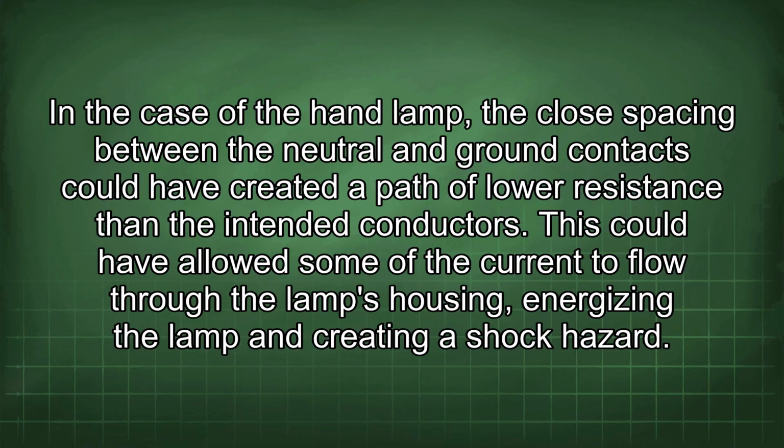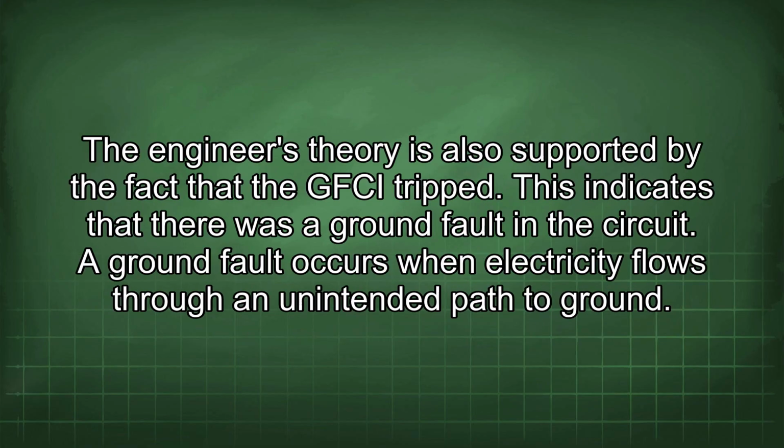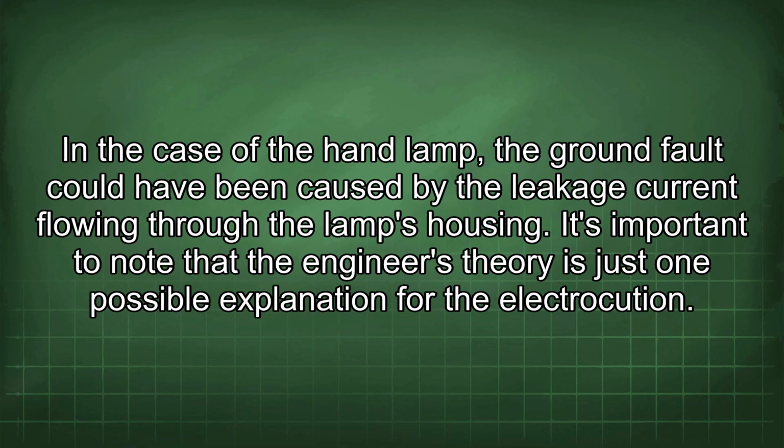This could have allowed some of the current to flow through the lamp's housing, energizing the lamp and creating a shock hazard. The engineer's theory is also supported by the fact that the GFCI tripped. This indicates that there was a ground fault in the circuit. A ground fault occurs when electricity flows through an unintended path to ground. In the case of the hand lamp, the ground fault could have been caused by the leakage current flowing through the lamp's housing.